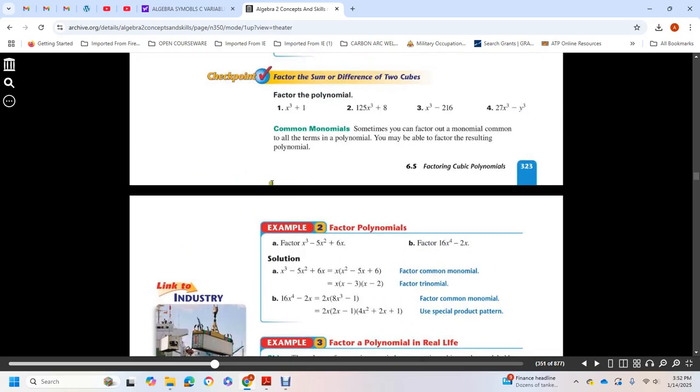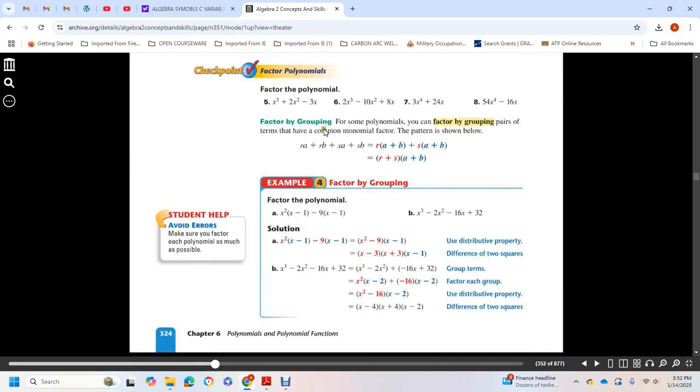Common monomials. Sometimes you can factor out a common monomial from all terms of the polynomial. You may be able to factor the resulting polynomial. Factoring by grouping. Some polynomials can be factored by grouping terms with common factors, with the pattern shown below. Ra plus Rb plus Sa plus Sb gives R(a plus b) plus S(a plus b), which is equal to (R plus S)(a plus b).